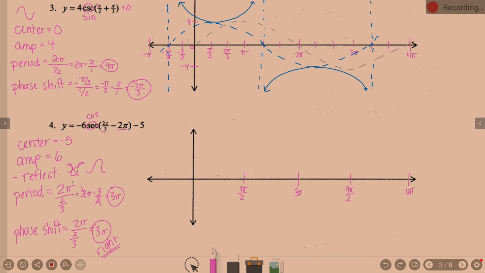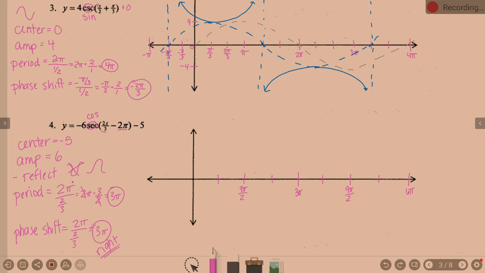Now, officially, do we need more marks? Yep. I'm going to say yes, because 1 period is 3 pi, and I only have my 3 pi broken into halves. Now, what am I going to do? Tick mark, tick mark, tick mark, tick mark. There we go. I mean, really, what's the middle of 0 and 1.5? That's 3/4.